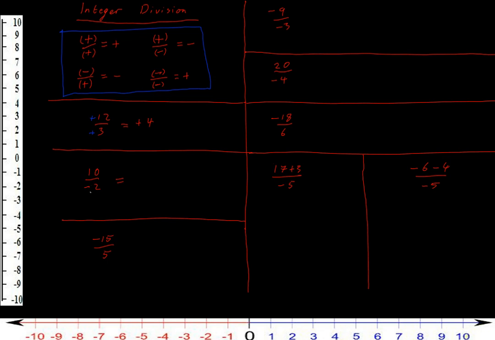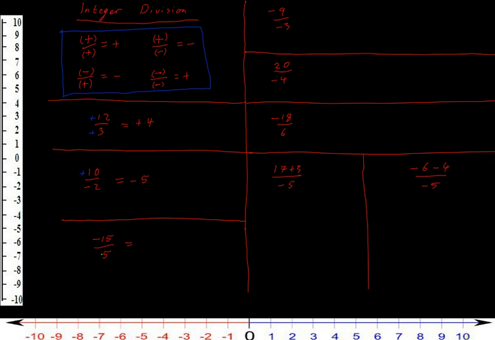So that's my first problem. I have 10 divided by minus 2, so that's really plus 10 divided by minus 2. Plus divided by minus will give me minus. 10 divided by 2 will give me 5. We see the same pattern as we did when we were doing our multiplication. I'm going to figure out what the sign is first using my rules, and then I can divide as normal with my numbers.